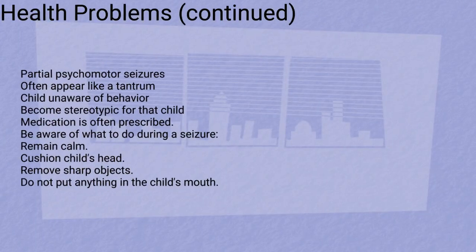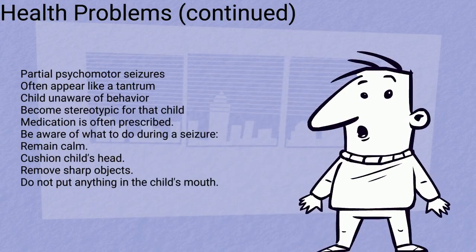Partial psychomotor seizures often appear like a tantrum. The child is unaware, and behavior becomes stereotypic for that child. Medication is often prescribed. Be aware of what to do during a seizure: remain calm, cushion the child's head, remove sharp objects. Do not put anything in the child's mouth.